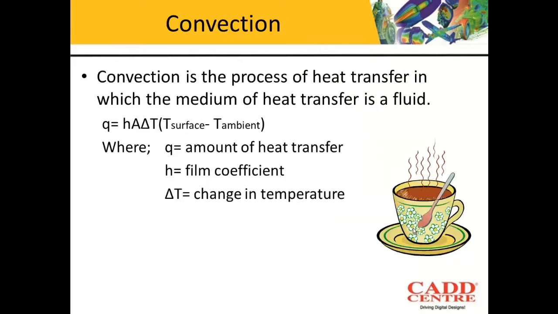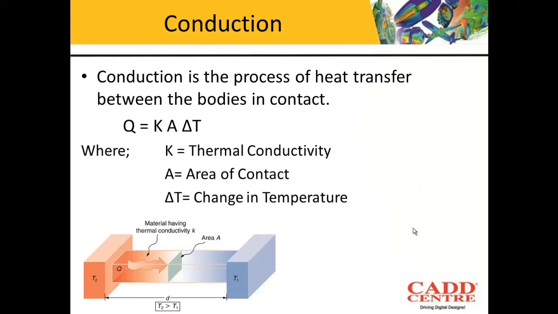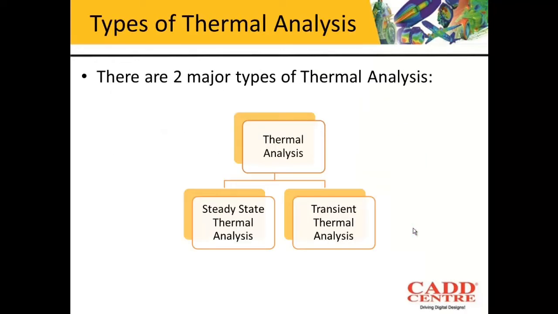In our syllabus, we are going to talk about conduction problems and convection problems. Then let us talk about the different types of thermal analysis. There are two major types of thermal analysis, steady state thermal analysis and transient thermal analysis. In steady state thermal analysis, the temperature acting on the body does not vary with respect to time. That means it is constant throughout the analysis.